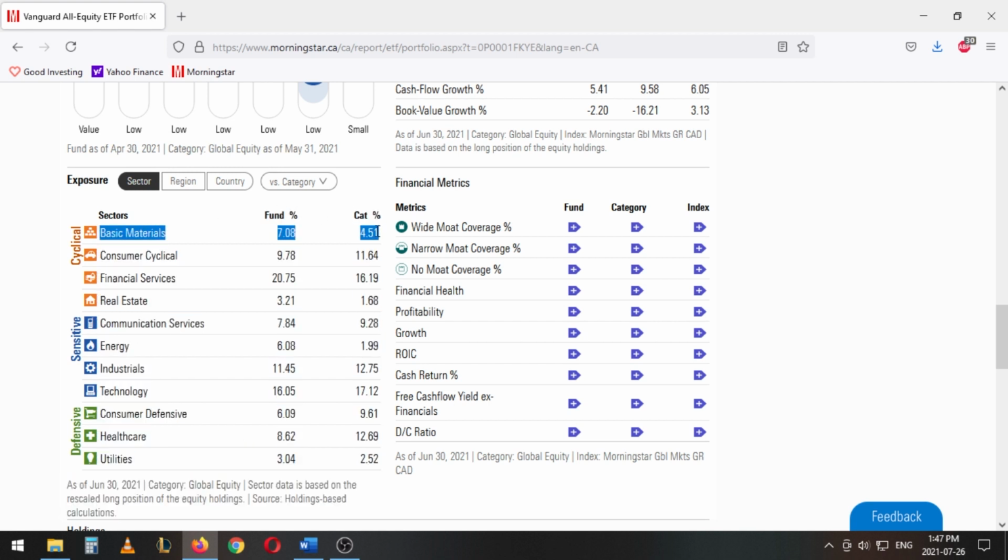So I'm not surprised that all three of these are a little bit heavier in this one compared to the other global equity funds. But it can be really useful to go through these different sectors just to know the breakdown that you're getting.